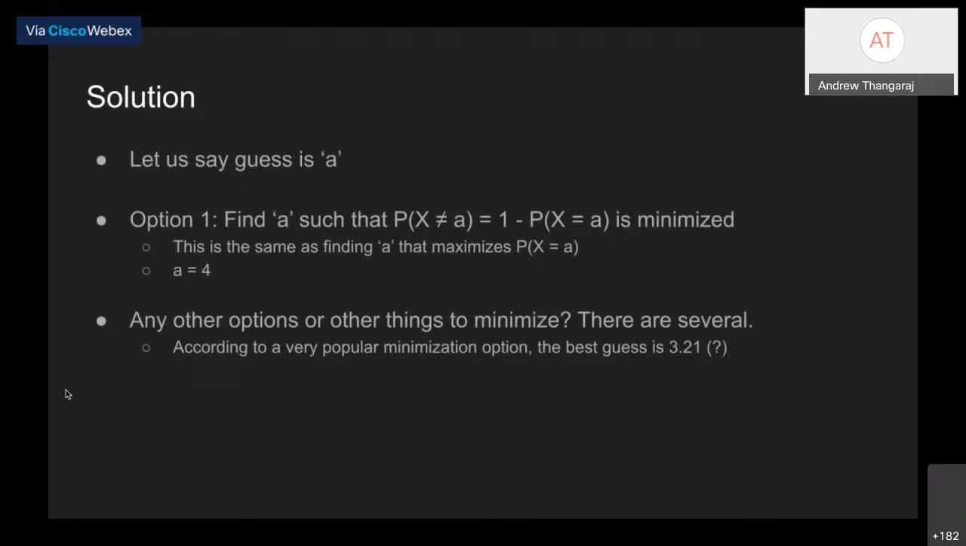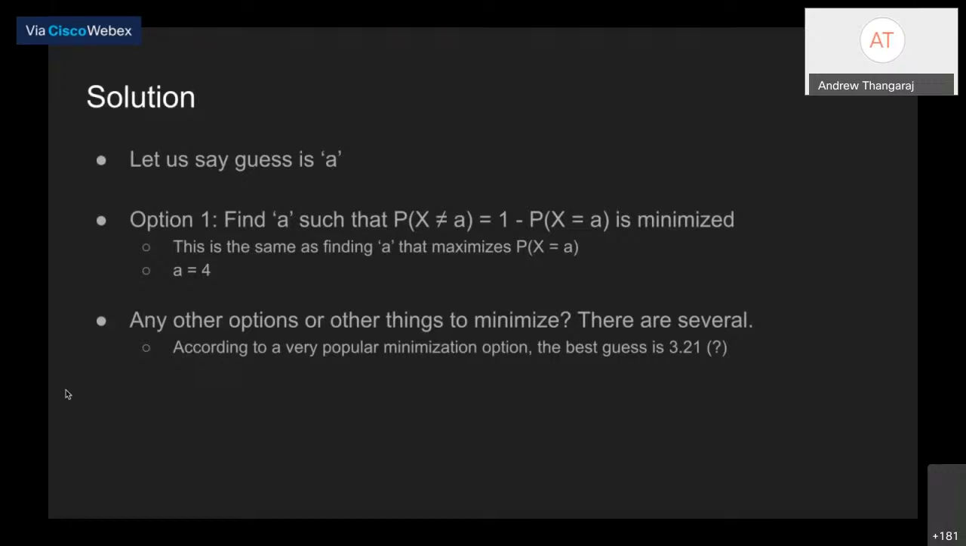So if that is the objective I'm interested in, you have to guess 4. There are a lot of people in the audience who have maybe seen these kind of problems before, but it turns out probability of error is not the only thing you may want to minimize. There may be other things that you may be doing, and for that, you may have to minimize other things. There is a very popular option to minimize something else, and I'm not even saying what that is. I'm leaving it as a mystery to you. And if you do that, then the answer will be 3.21.